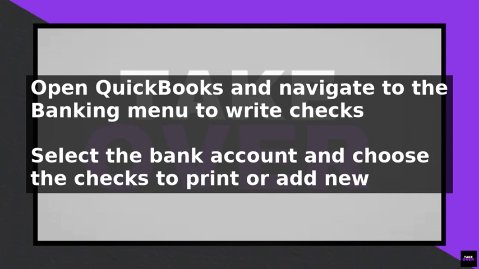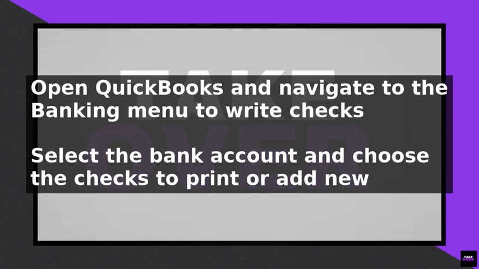In the Write Checks window, enter the date, check number, and payee information, and select the account to be used. You can also add a memo or reference number if needed. Make sure to verify the accuracy of the information before proceeding.